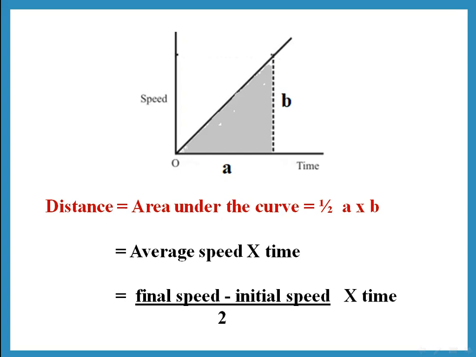Or you could just say the average speed. Average speed in this case means the initial speed plus the final speed divided by 2. That is average speed. And that means you can either get it from average speed times time, or you can get it from the area under the curve, which is half A times B. In both cases, you should get the same.